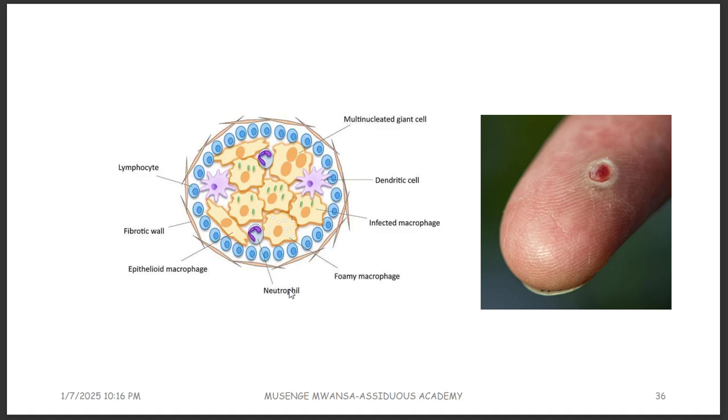After the lymphocytes, you have got fibroblasts. That is what forms a granuloma. So this is a granuloma. Please take note of the cells that you'll be able to find, right?